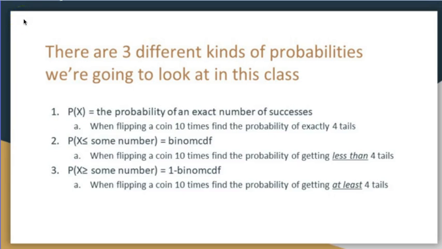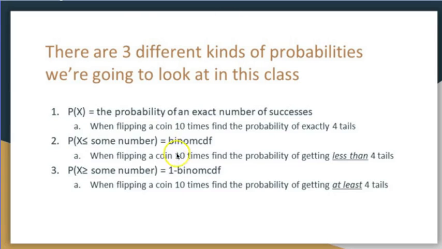Okay, so three different kinds of probabilities that we're going to look at. All right, P of X is just the probability of an exact number of successes. So if I flip a coin 10 times, what's the probability that I get 4 tails? All right, P that X is less than or equal to some number. So if I flip that same coin, what's the probability I get less than 4 tails? So I get 3 or 2 or 1 or 0.